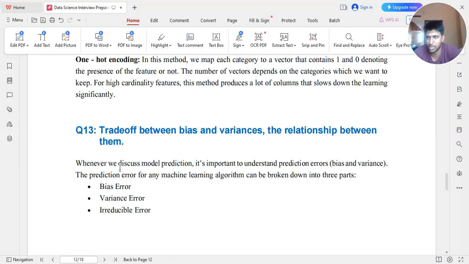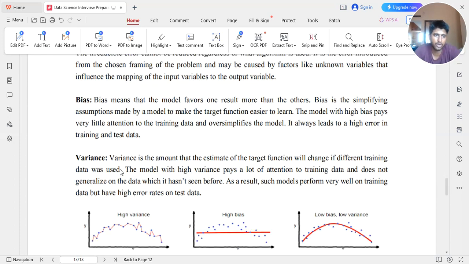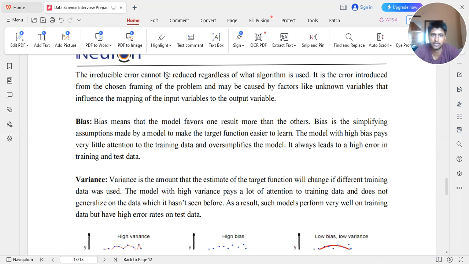Whenever we discuss model prediction, it's important to understand prediction errors: bias and variance. The prediction error for any machine learning algorithm can be broken into three parts: bias error, variance error, and irreducible error. Irreducible error remains regardless of what algorithm is used. It is an error introduced by the framing of the problem, and caused by factors like unknown variables that influence the mapping of input variables to output variables.